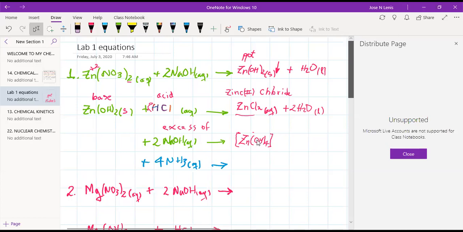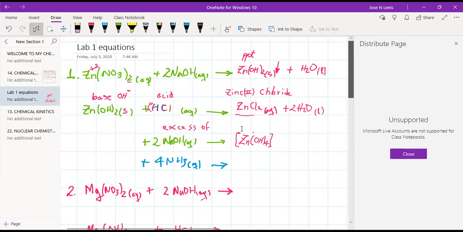Remember OH, hydroxide ion, has negative charge. So we have zinc, which is 2+, right? That's the oxidation number of zinc. So we have 2+ and 4 minus. OH is minus times 4. So we have 4 OH minus. What is the total charge here? Let's do it here.